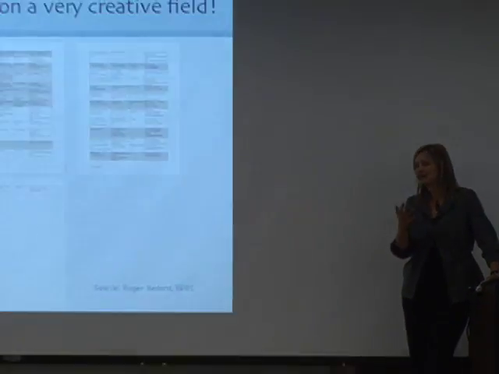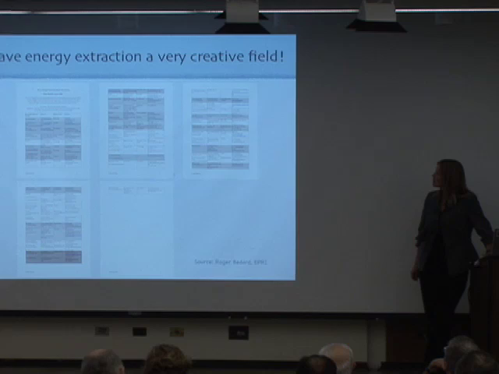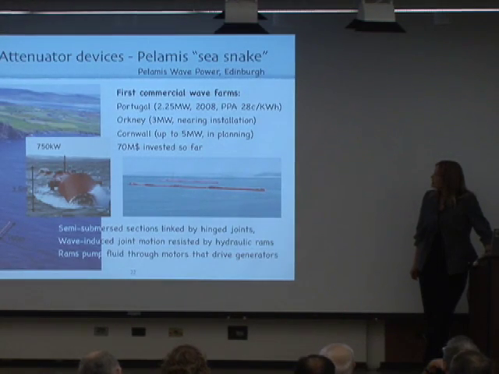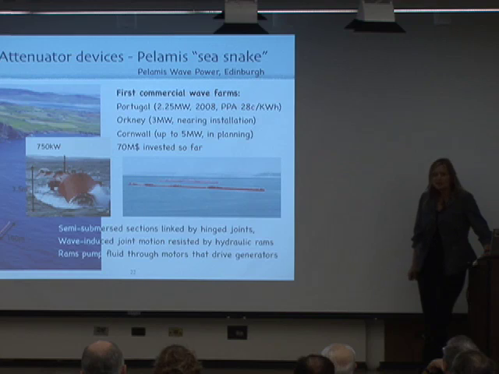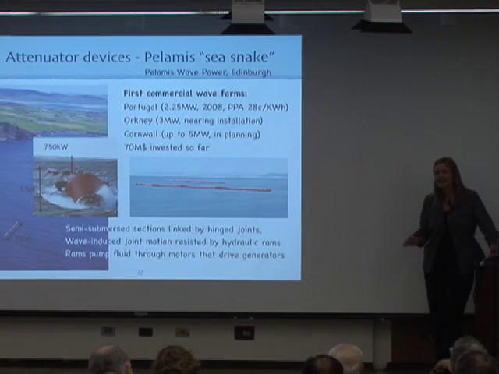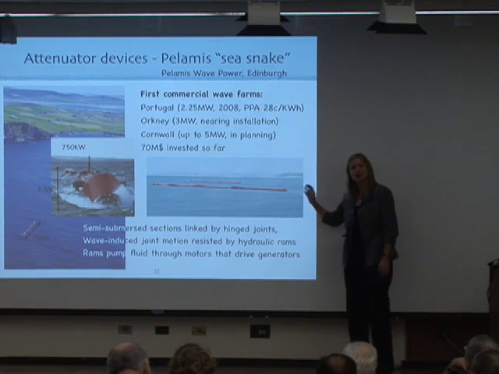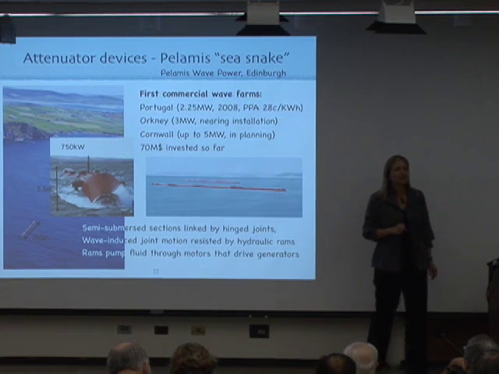Of course you can't read this, but this is a list put together by Roger Bedard from EPRI of all the wave energy devices currently on the market. And there are in the 30s, I can't talk about them all, so I'm just talking about the ones that I think are most fun and most promising. So one type of device is what is called an attenuator device, and the Pelamis sea snake is the big example. This is also the first commercial wave energy system out there.